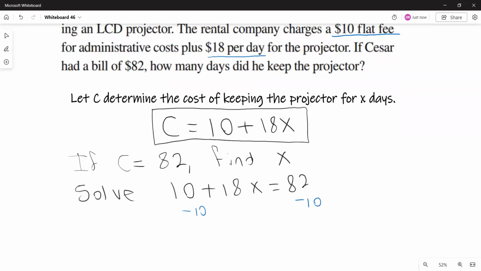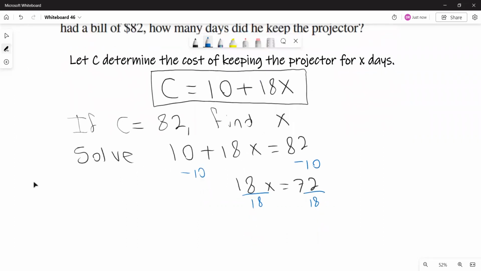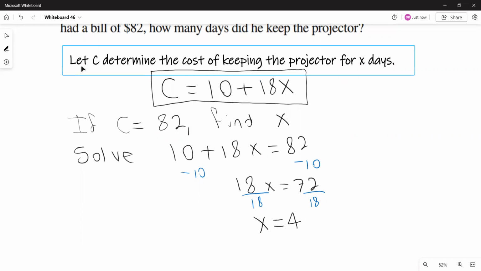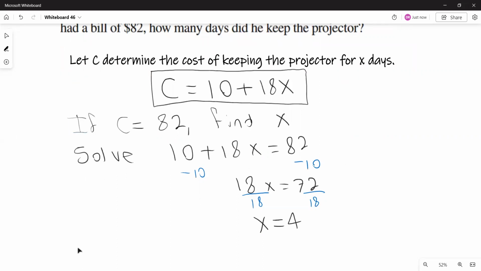So 18x is 72. And dividing both sides by 18, X is equal to 4. This means that Caesar kept the projector for 4 days.